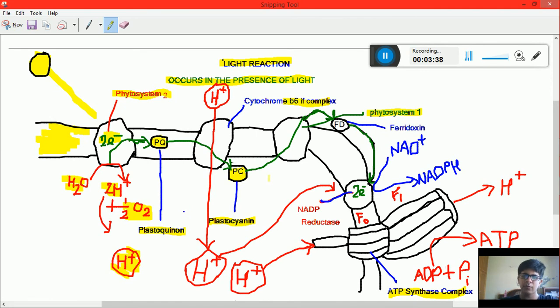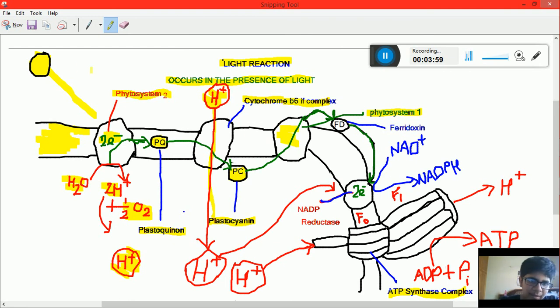But before that, one more important step is there: hydrogen ions that are supplied from outside the thylakoid are absorbed and pumped inside the thylakoid with the help of the cytochrome B6F complex. So after that, the electrons move to photosystem 1. Now what happens in photosystem 1?